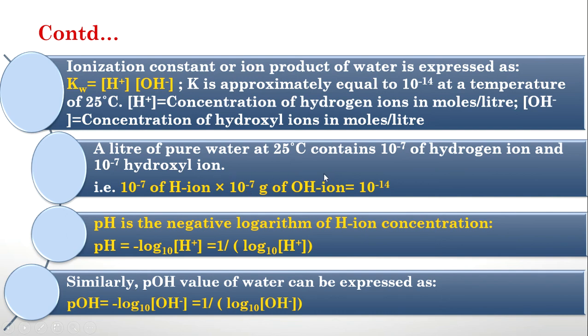The pH is normally expressed in terms of log scale. It is the negative logarithm of hydrogen ion concentration. This point you have to note down. pH is the negative logarithm of hydrogen ion concentration. It is minus log to the base 10 of H plus, which is equal to 1 by log to the base 10 of H plus. pOH is also there. pOH is equal to the negative logarithm of OH minus ion. This is not that much needed, but this is very important.